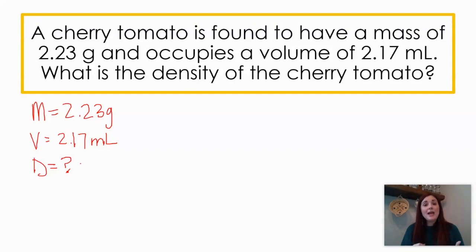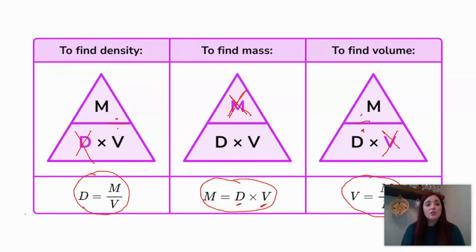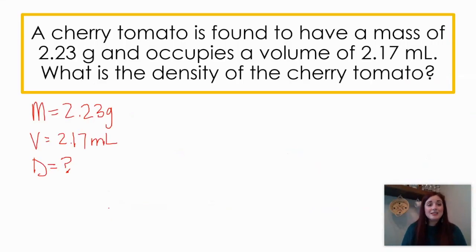So if we go back and we look at those equations, how do I solve for density? It looks like density is equal to the mass divided by the volume. So that's all I'm going to do to solve for this equation. I'm going to rewrite the equation just so we see which one we're using. And the mass is 2.23.